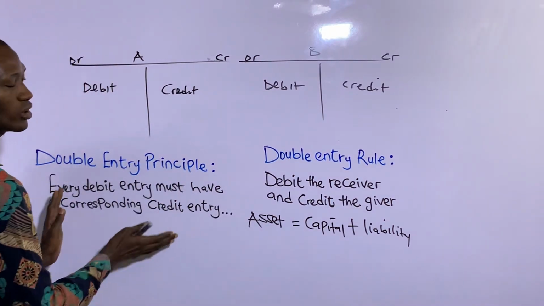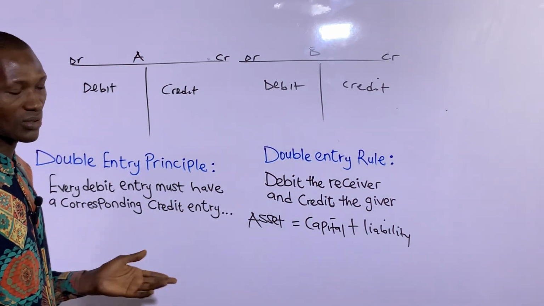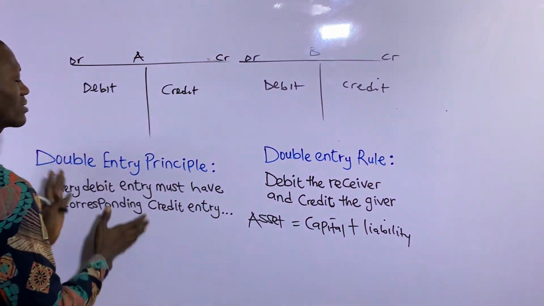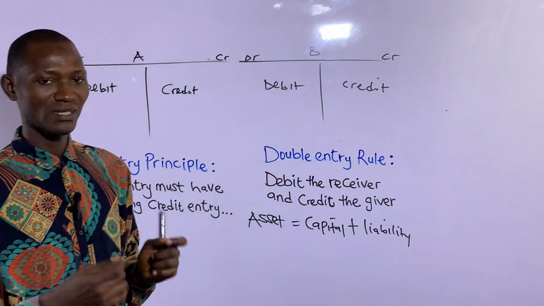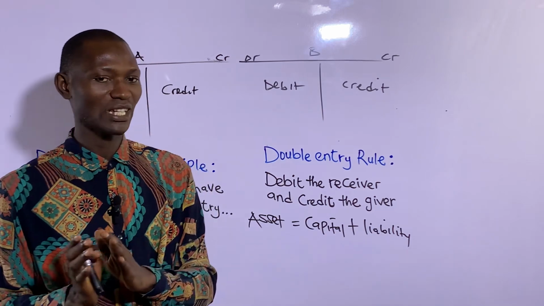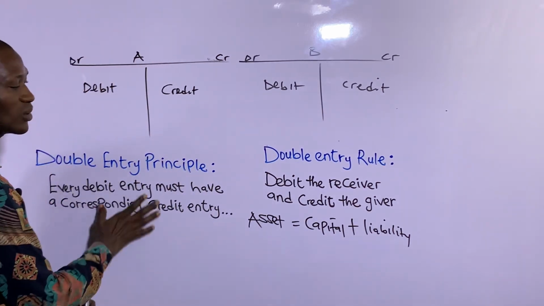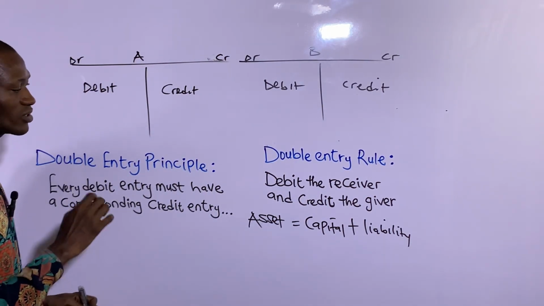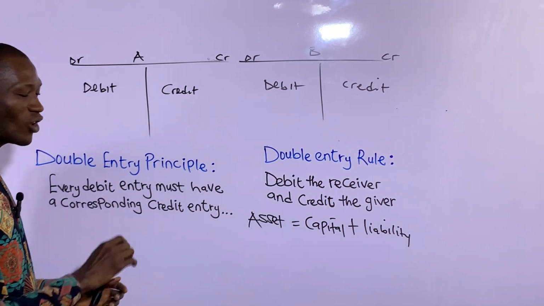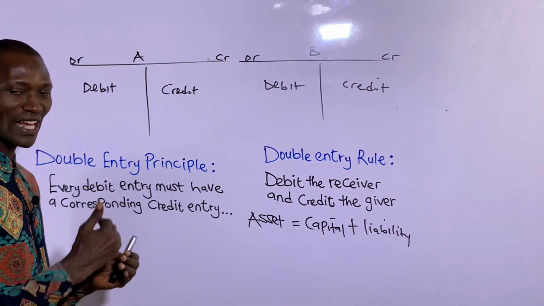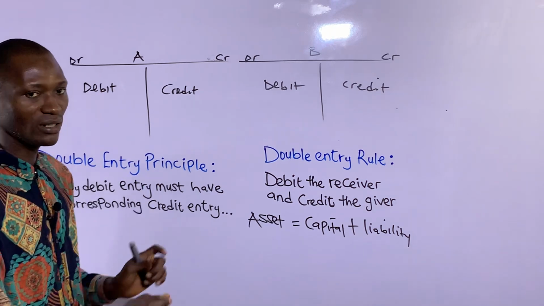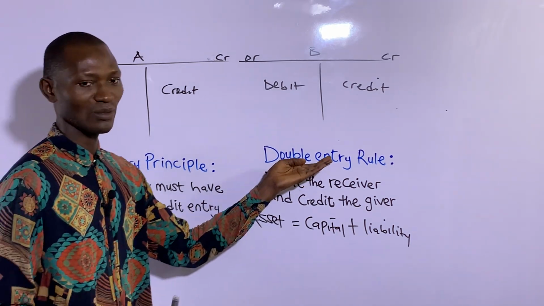So that's what the double entry principle talks about. Now, remember that the double entry principle doesn't specify the account to be debited and the account to be credited. It only tells us that in a business transaction, one account has to be debited and the other account has to be credited. It did not tell us to debit this and credit that. But the double entry rule now.